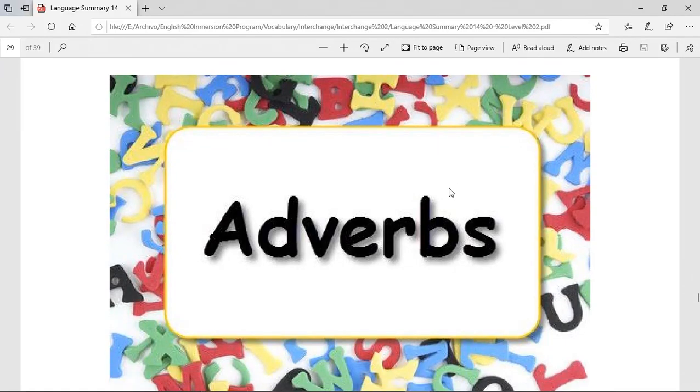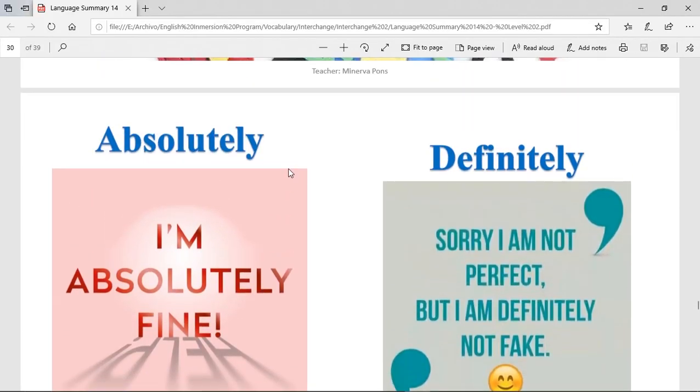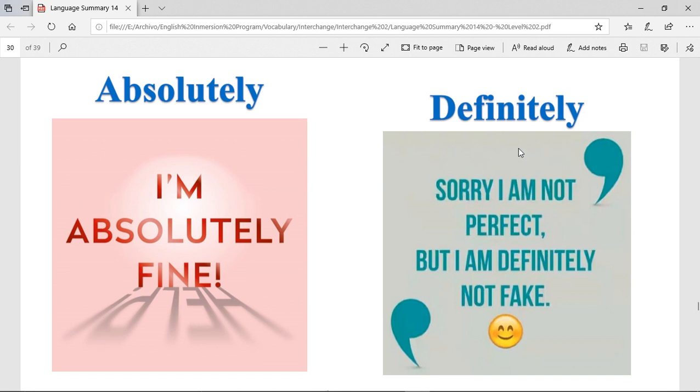Okay, let's see some adverbs. Absolutely. I'm absolutely fine. Absolutely means 100%. Yes or yes, everything. Definitely. It is similar to absolutely. Sorry, I'm not perfect, but I'm definitely not fake. When you use definitely, it means something that is 100% sure. Yes or yes.